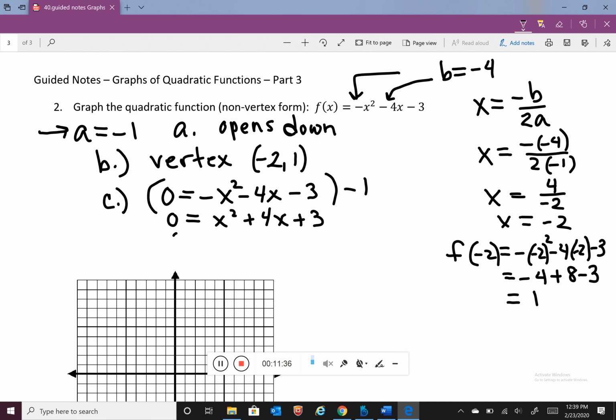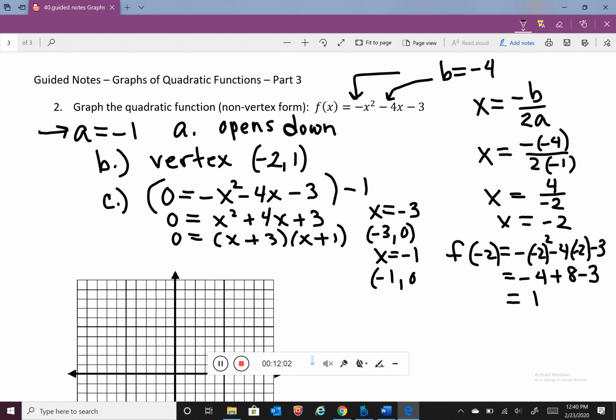And this actually factors, because the factors of 3 that add to be 4 are positive 3 and positive 1. And setting those both equal to 0, we have x equals negative 3, which gives us our first x-intercept of negative 3, 0. And our second one is x equals negative 1. So our second x-intercept is negative 1, 0.